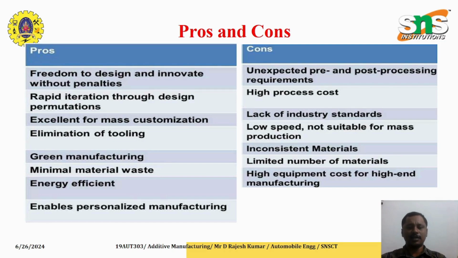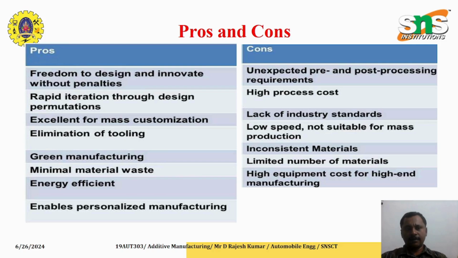Some advantages and disadvantages of additive manufacturing. The advantage of additive manufacturing is green manufacturing. That is, there is no wastage of material. The material is built layer by layer. The disadvantage is inconsistent material. You cannot choose the right material, because in conventional manufacturing there is no constraint in choosing the material, because you can choose a wide range of manufacturing processes and start manufacturing. Whereas in additive manufacturing, only selective materials can be used in selective processes.